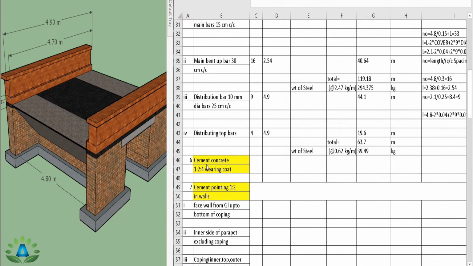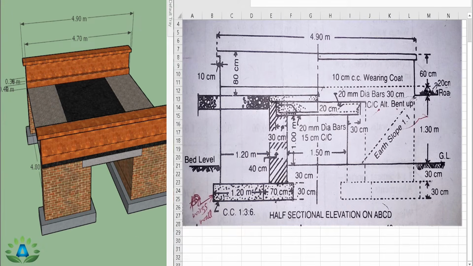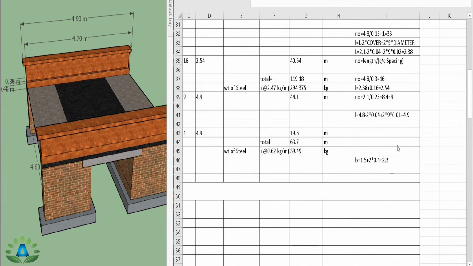Now our next step is to calculate this cement concrete of 1:2:4 wearing coat. Here we have this wearing coat in this layer. That means here we can see that there is a 10 centimeter wearing coat from this portion up to this portion. That means the total length of this wearing coat is 1.5 plus 0.4 meter width of this wall and plus 0.4 meter width of this wall. That is 1.5 plus 2 into 0.4. That is the width is 2.3 meter.